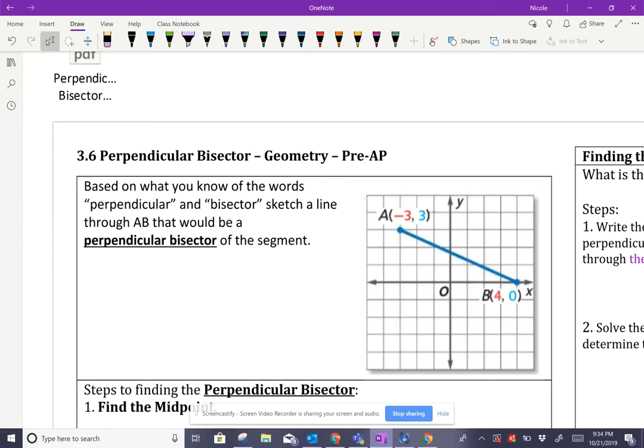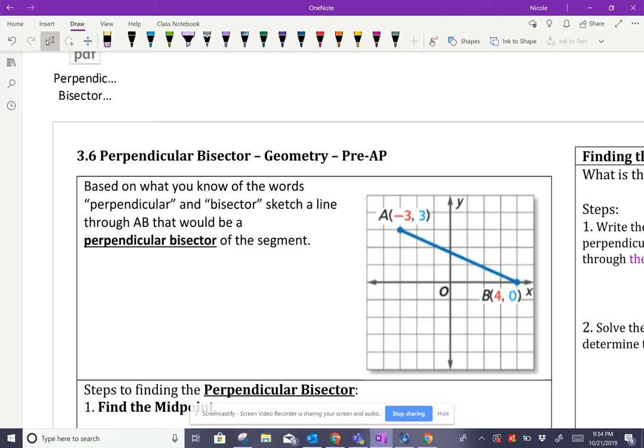All right, so now we are going to be looking at 3.6, which is going to talk about perpendicular bisectors. We kind of touched on this section not that long ago, talking about perpendicular distance and how that's the shortest distance between a point and a line. We will circle back to that as well.